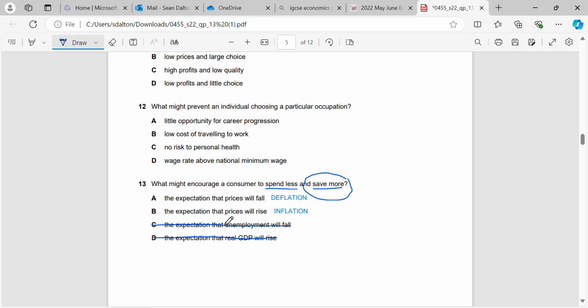If you have inflation and they save more money, what's going to happen is that the real value of that money will decrease very quickly. So if they expect to have inflation, it wouldn't make any sense for them to save their money in a bank account because they'd be losing that money instead. Whereas if they expect that we'll have deflation, by putting their money in a savings account, they're actually going to increase the real value of their money. That's why A is the correct option.